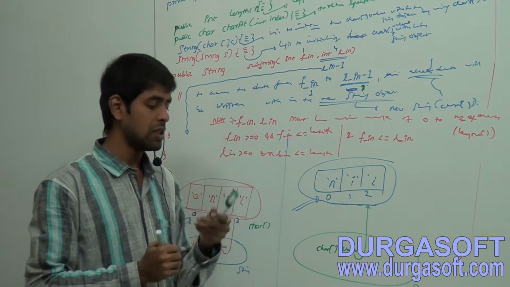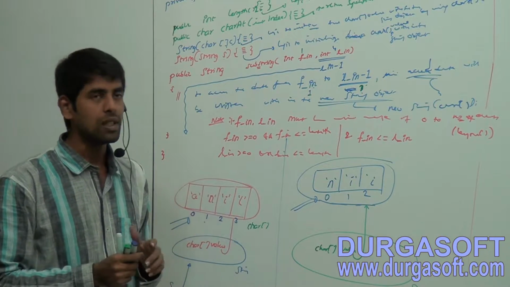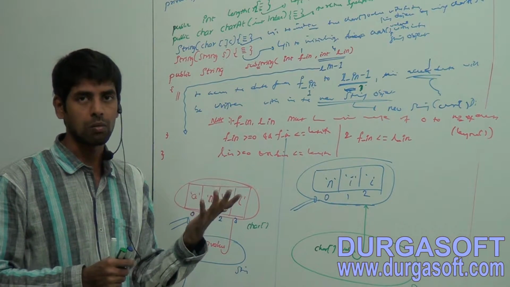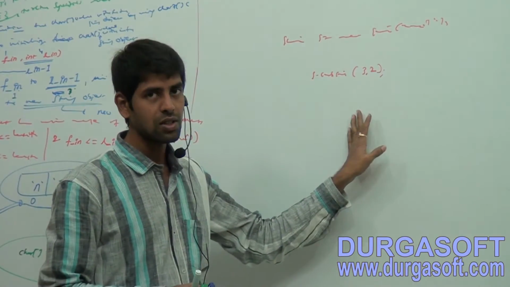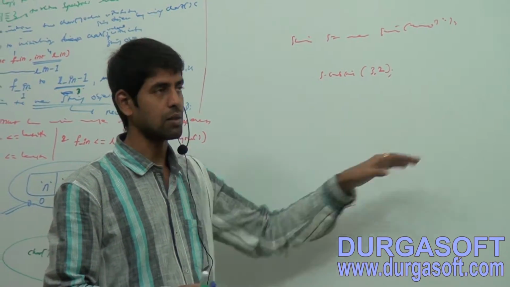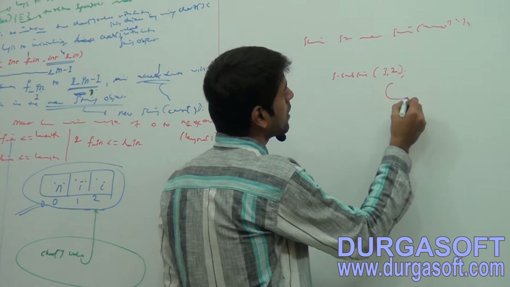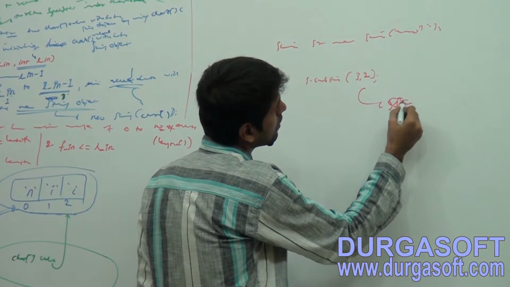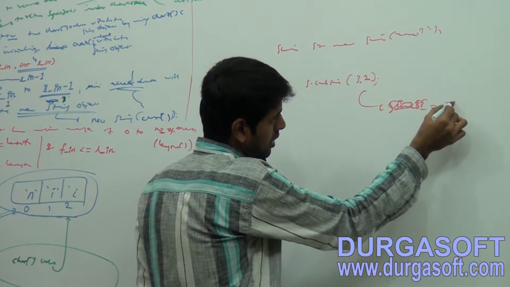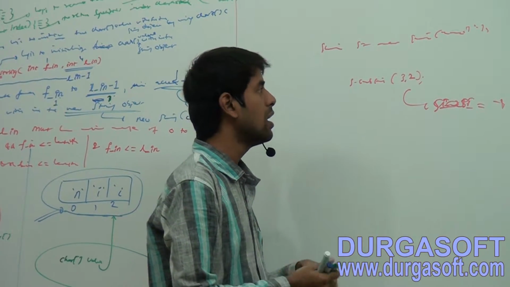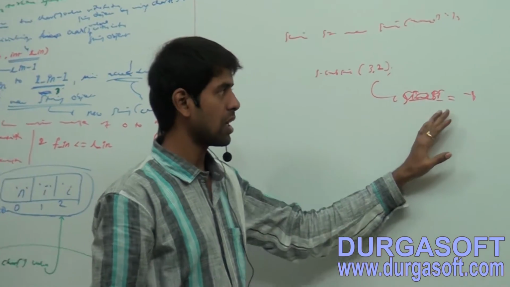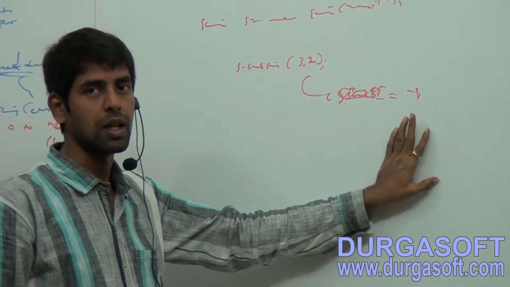What is that? String index out of bounds exception. I think now it will give -1, string index out of bounds exception. Let us check whether it is true or not. There will be an exception, but I don't know whether it will be -1 or not.